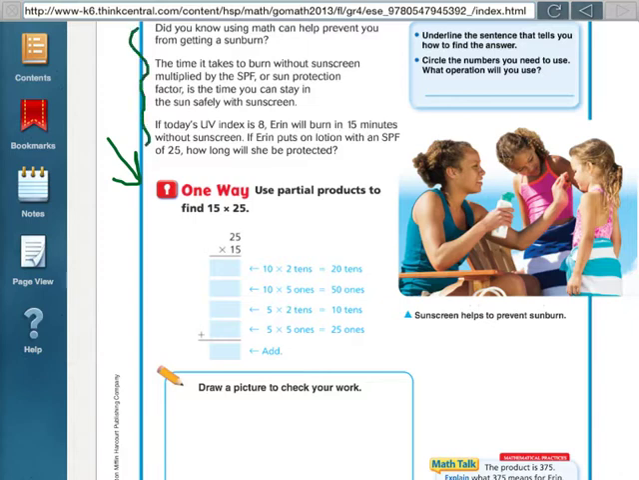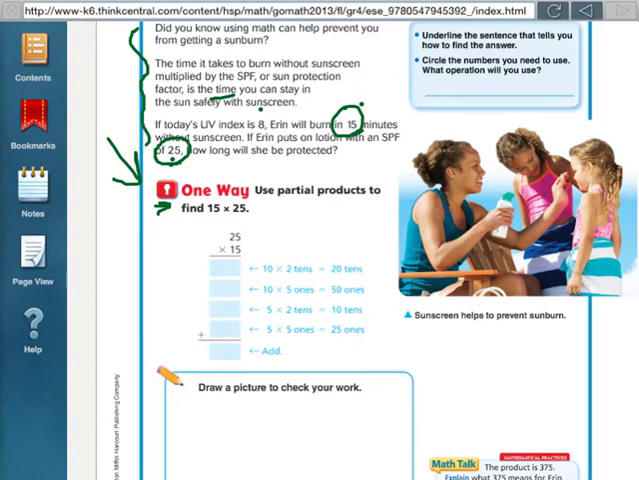So here we have the partial products method, and it gives us a little scenario problem up here. It says, did you know that using math can help you prevent getting a sunburn? The time that it takes to burn without sunscreen multiplied by the SPF, or sun protection factor, is the time that you can stay in the sun safely with sunscreen. If today's UV index is 8, Aaron will burn in 15 minutes without sunscreen. If Aaron puts on lotion with an SPF of 25, how long will she be protected? Well, we're supposed to multiply the SPF of 25 by the time, which was 15. So 15 times 25 is our problem, or 25 times 15.